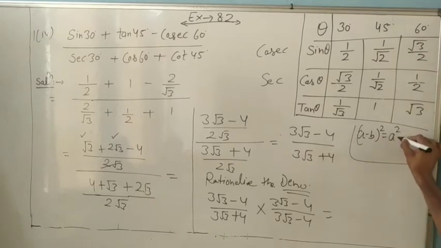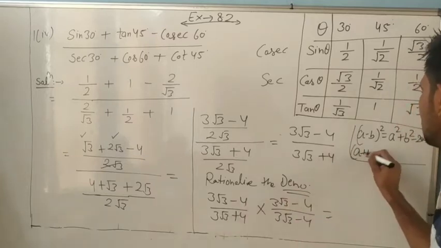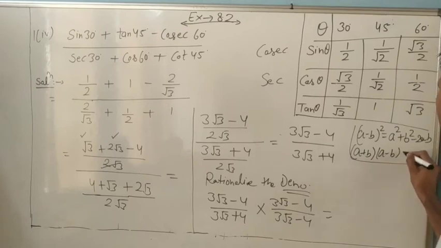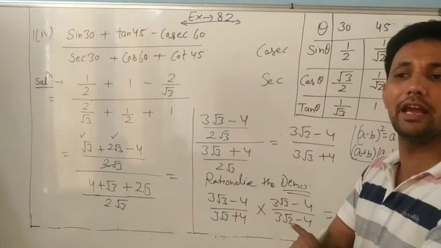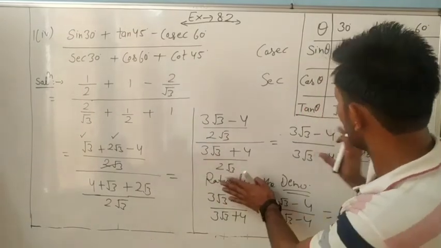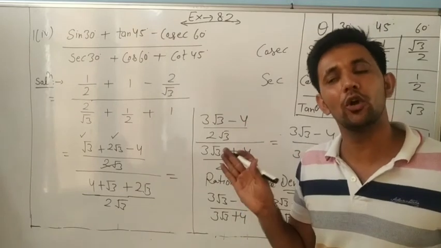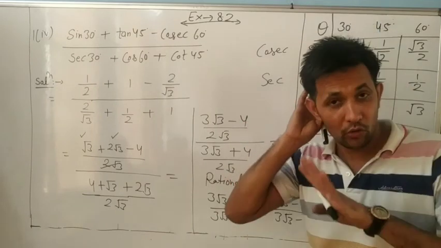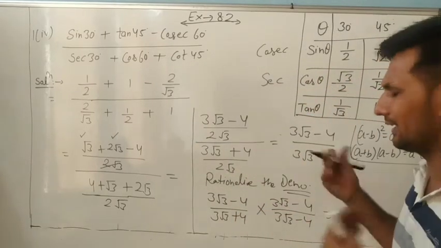A minus B whole square is A square plus B square minus 2AB, and A plus B into A minus B is A square minus B square. Apply this formula and the answer will definitely come. If you only put the values and go till here, you will also get full marks in the exam. No need to fear. Only put the values and you can leave it here also. But here the answer is given.